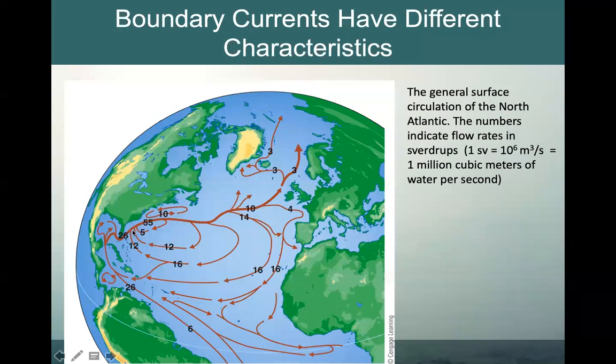And if we look over here at the Gulf Stream, we see that the volume transport is very large. It's about 55 Sverdrups, or 55 million cubic meters of water per second. However, over here on the eastern boundary in the Canary Current, it's only about 16 Sverdrups, or 16 million cubic meters of water per second, which is less than a third of the transport that we're getting in the Gulf Stream.